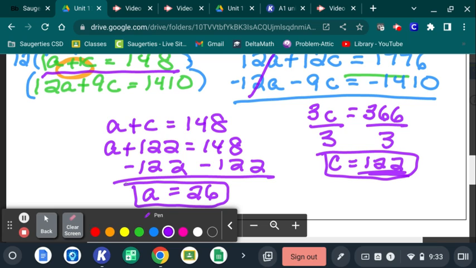Keep working on this, guys. This is a huge part of final exams in algebra. So we will practice this again together in class.